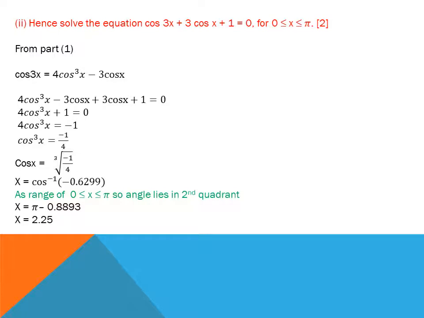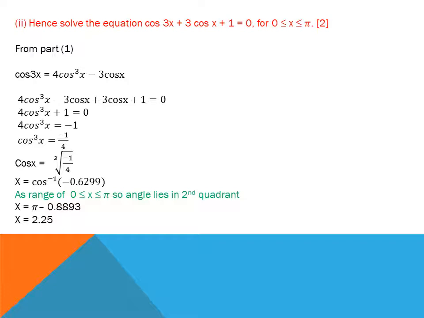In the next part, hence solve the equation cos 3x plus 3 cos x plus 1 equal to 0 for the range x greater than 0 but less than pi. From the previous part, I have already proved that cos 3x is equal to 4 cos cube x minus 3 cos x, so I place this in cos 3x. I replace cos 3x by this value. So 4 cos cube x minus 3 cos x plus 3 cos x plus 1 equal to 0. 3 cos is cancelled with 3 cos, so 4 cos cube x plus 1 equals 0. In this way I will find that cos of x is equal to the cube root of minus 1 by 4.